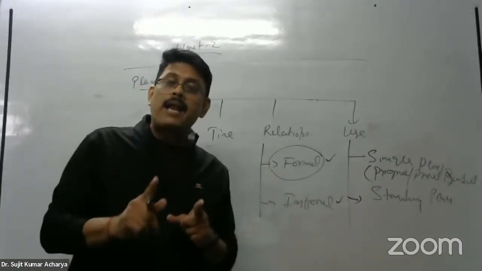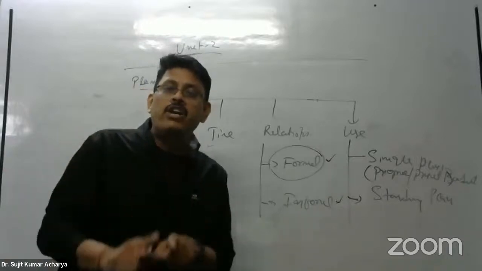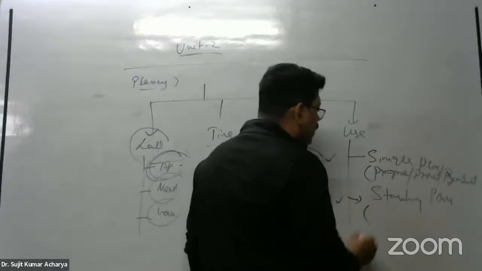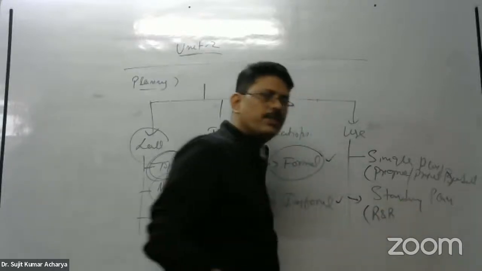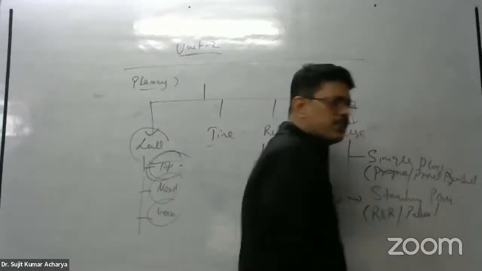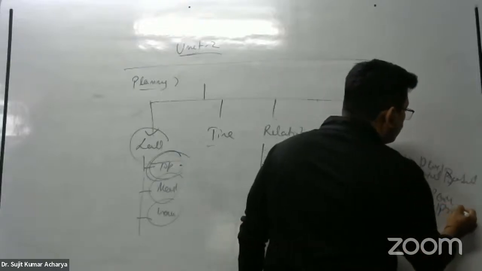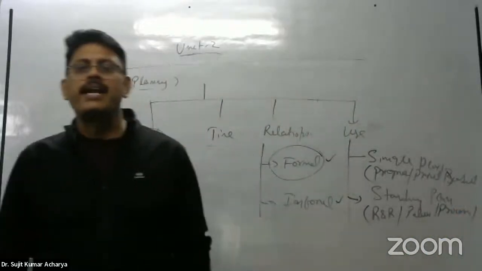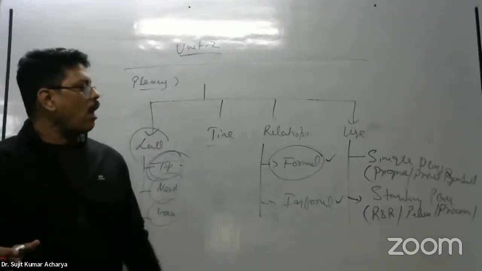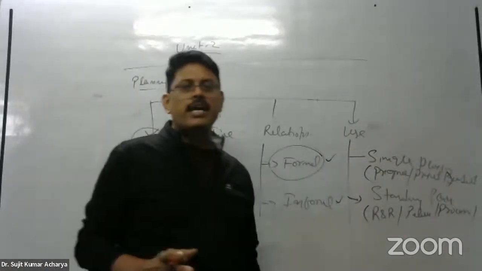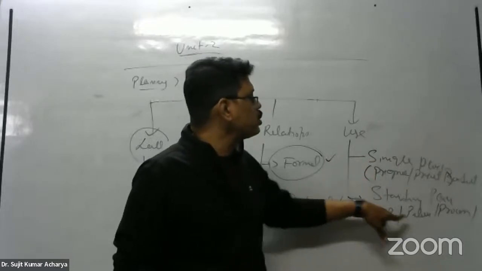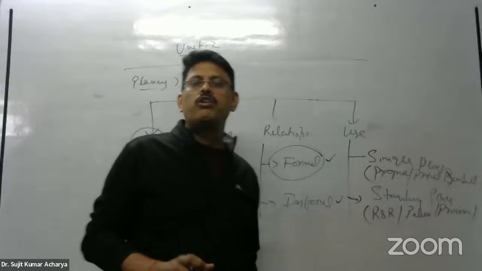Now, certain plans in the organization will continue with you. What are the examples of standing plan? We can say rules and regulations, policies, process. These are all your standing plans. They will stand with you for longer days, right? So program, project and budget are single use plans, and rules, regulations, policies and process are standing plans.